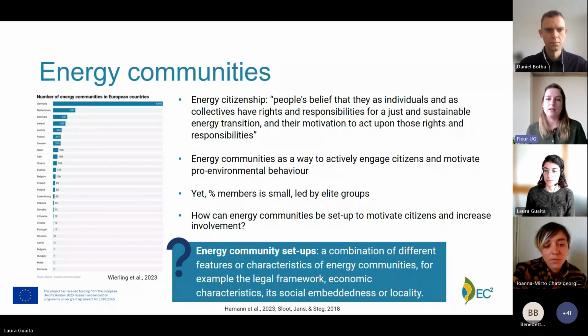As was also already discussed, there are many types of energy communities in Europe, and depending on the local institutional framework or on the country level, energy communities can differ in many aspects: their economic characteristics, but also their social embeddedness in their locality. So here I want to present the main setups that we found mattered most for motivating people to become involved in the energy transition.